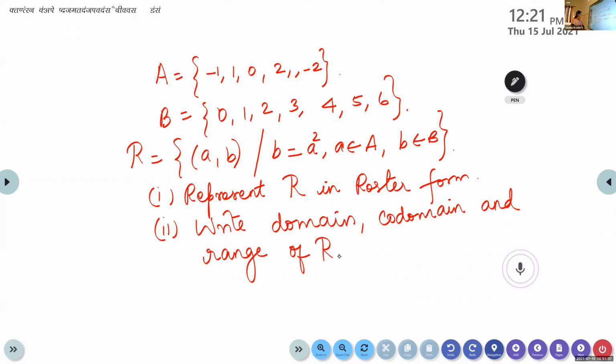Okay, we are given two sets. We have to find the relation R. R is the set of all ordered pairs (a, b), where b is equal to a square. The second element is the square of the first element, where a belongs to A and b belongs to B. Try this one, solve this.